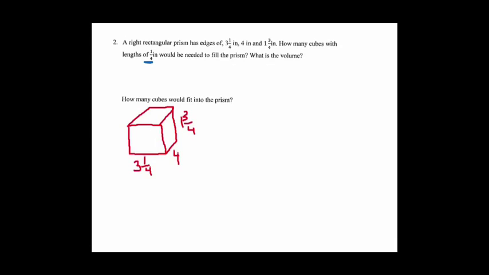So 3 1/4, there are 13 fourths in 3 1/4. How many fourths go into 4? And that's 16 fourths go into 4. And then how many fourths are in 1 3/4? There are 7 fourths in 1 3/4. So now how many cubes can go into this prism? You multiply 13 times 16 times 7, and your answer is 1,456 1/4 cubes can fit into the larger prism.